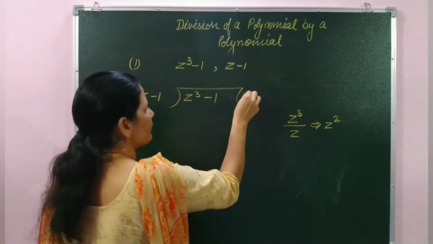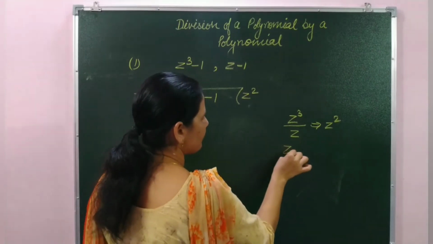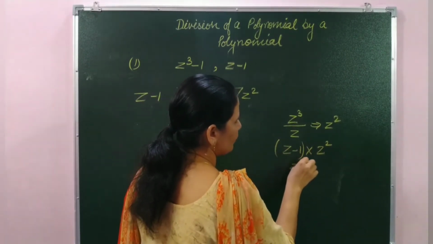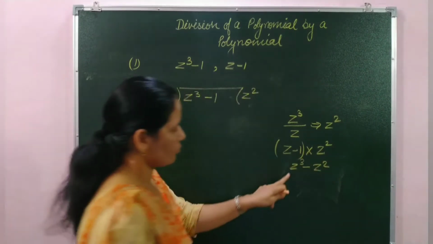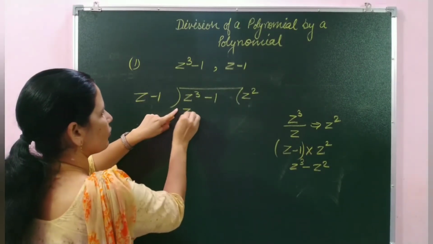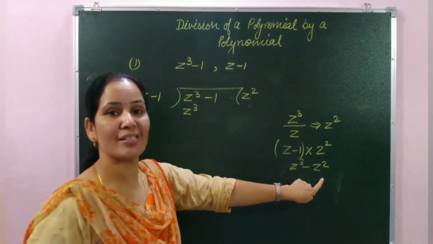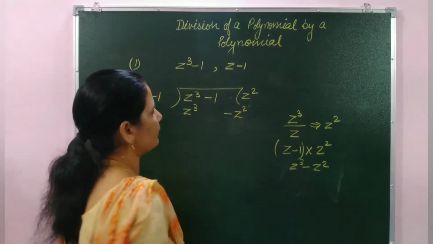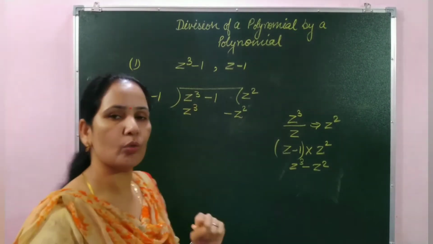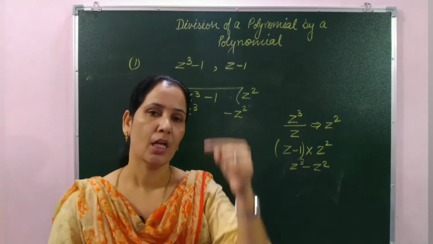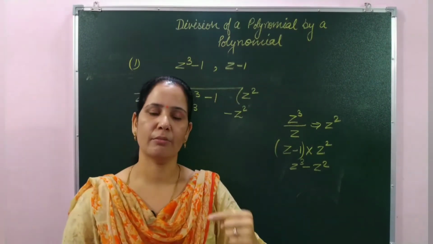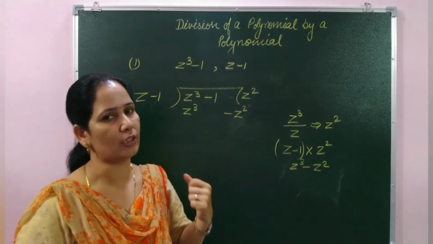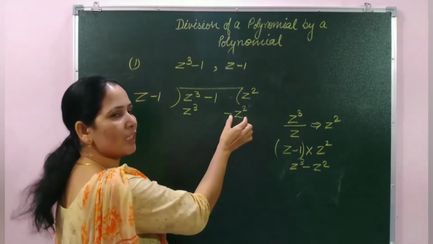So this will be multiplied by z square. If z minus 1 is multiplied by z square, then we get, students, z cube minus z square. So z cube is here, so we write it below. But students, z square is not there, so we write it separately, because whenever we add or subtract algebraic expressions, like terms will be right below like terms only. If the two terms are not like, then we can't add or subtract them. So I have written this one separately.